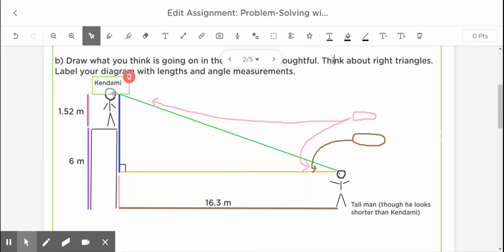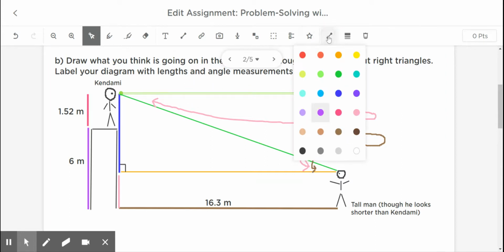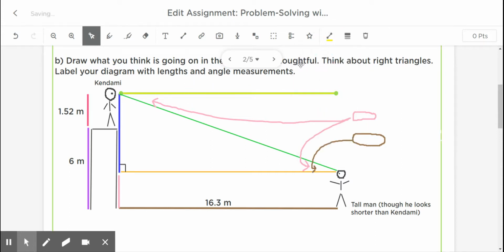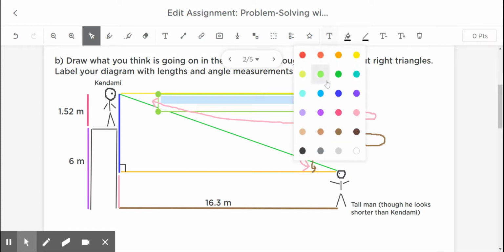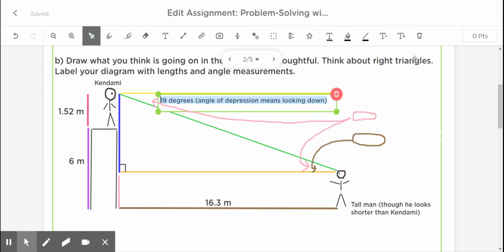Now, the 19 degrees is from straight across, okay? From straight across, it's 19 degrees on the horizontal here. So if I were to find this right here, it's 19 degrees. Angle of depression means looking down.